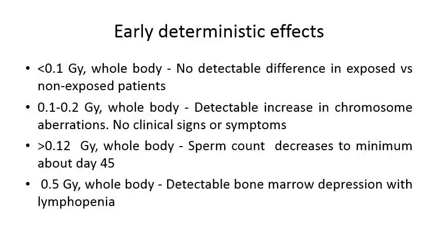At whole-body irradiation doses below 0.1 Gray, there is no detectable difference in exposed versus non-exposed patients. A detectable increase in chromosome aberrations by cytogenetic dosimetry is found at whole-body doses greater than 0.1 to 0.2 Gray, but still, there are no clinical signs or symptoms. Sperm count decreases to a minimum about day 45 at doses more than 0.12 Gray. Further increase in irradiation doses will cause bone marrow depression with lymphopenia at 0.5 Gray.